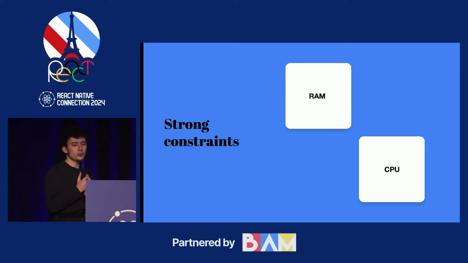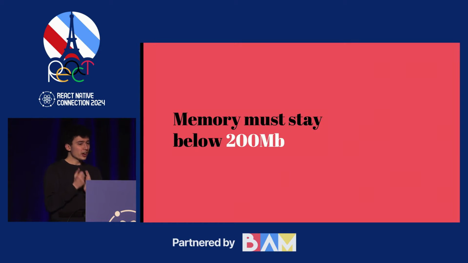So let me tell you about the day we wanted to launch our app into production, but the memory consumption was skyrocketing. As I mentioned, we have a strong constraint: our memory consumption, the RAM, should stay below 200 megabytes on this specific device. And our app was using too much memory, so we couldn't deliver it to our users. That was a problem, so we needed to reproduce it.